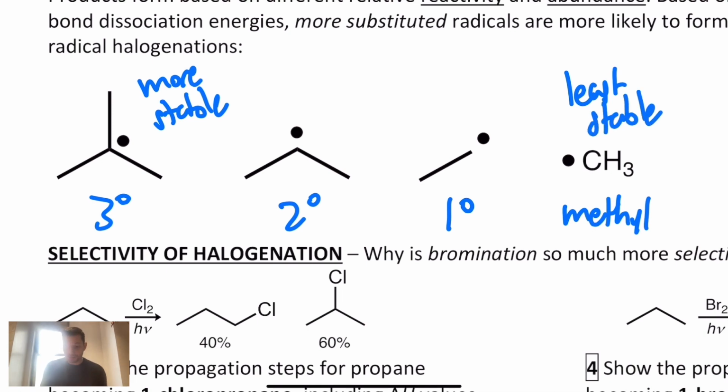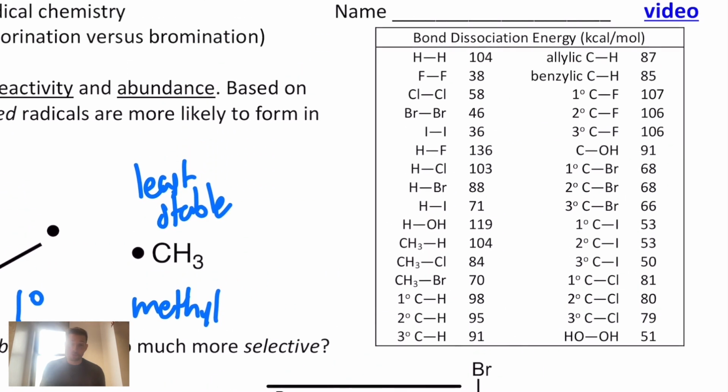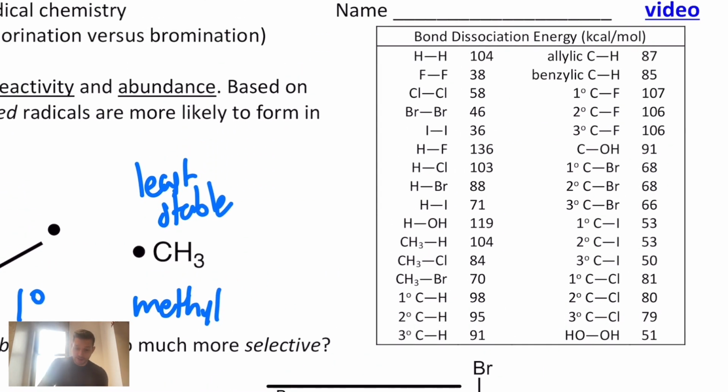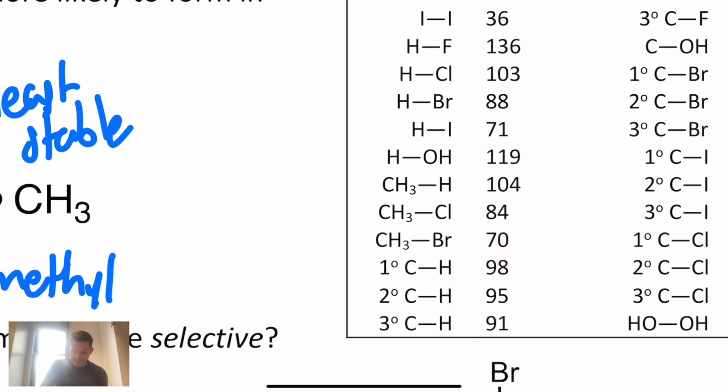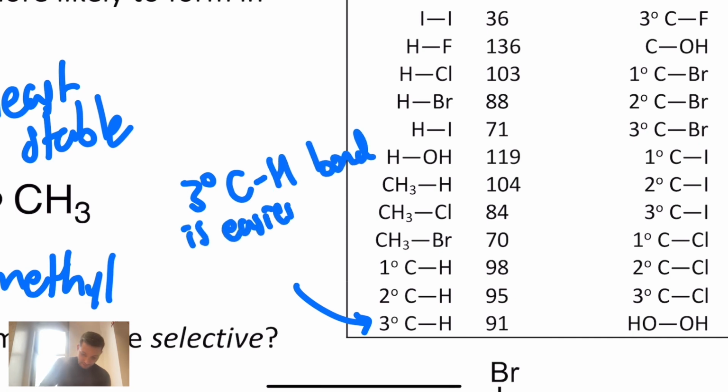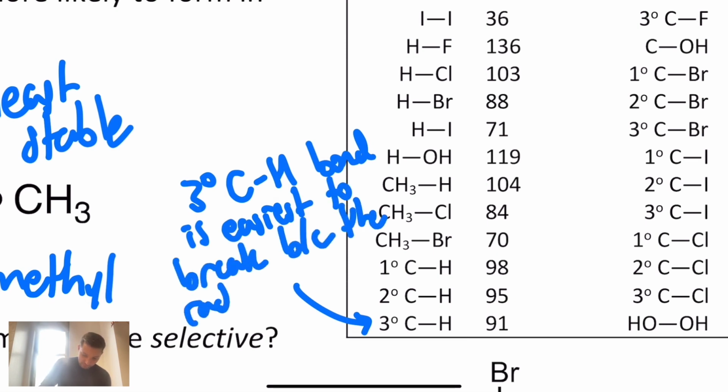We can actually see the stability if we look at the energy associated with the bonds. If you try to break a bond, here are 3 different C-H bonds, primary, secondary, and tertiary, and they don't all have the same energy. It's easiest to break the bond that forms the most stable radical. Let's write that down. So tertiary C-H bond is easiest to break because the radical is stable. Frankly, more stable than a secondary or a primary.